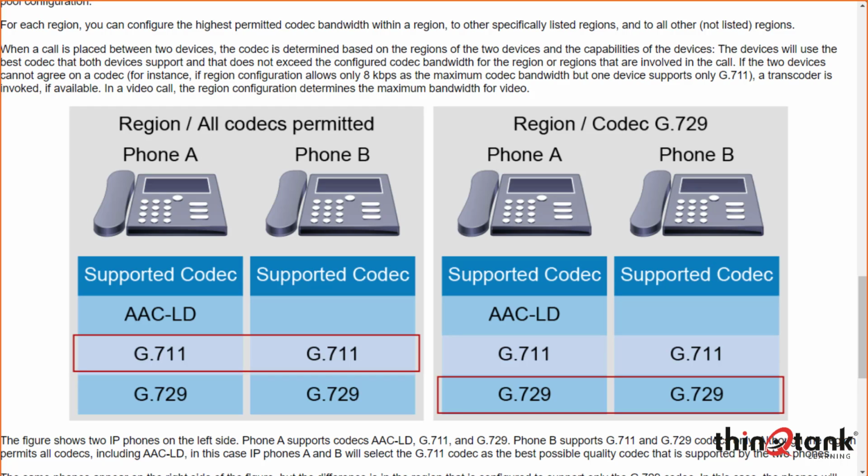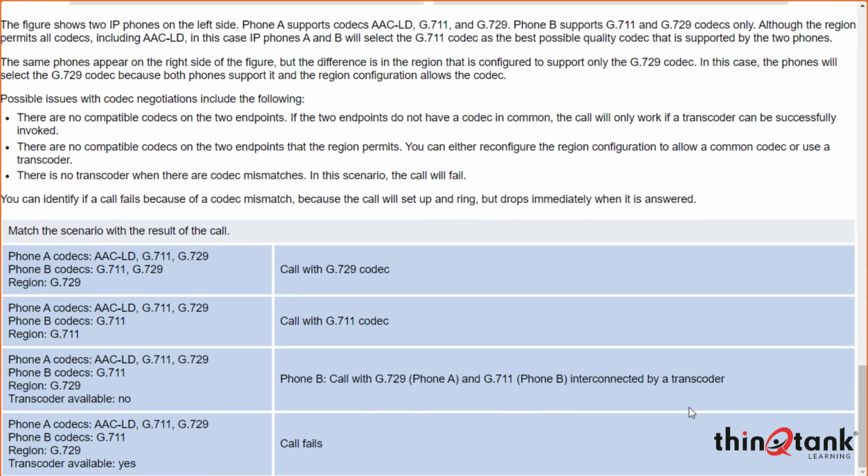All right. So they go through a couple of matching scenarios here, and they say, okay, let's go ahead and match the scenario with the result of the call. Phone A supports codecs AACLD, G711, G729. Phone B supports G711, G729. The region calls for 729. The call will obviously proceed with G729 in that particular case.